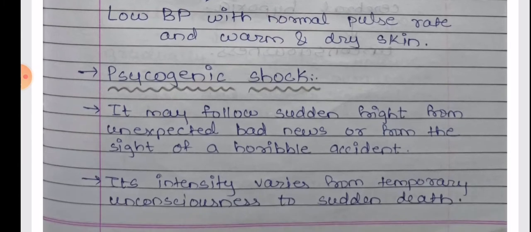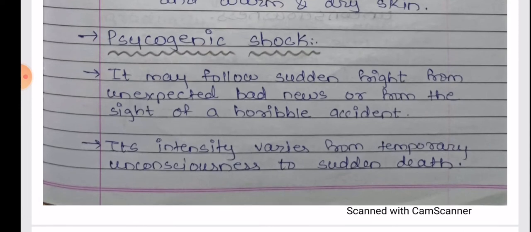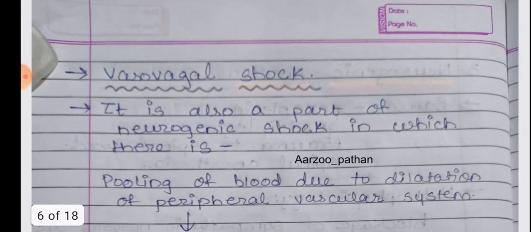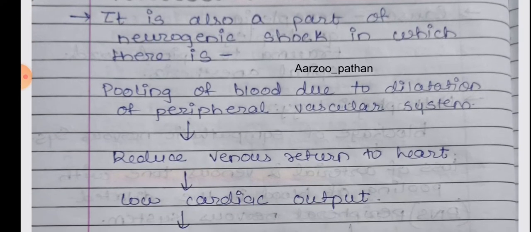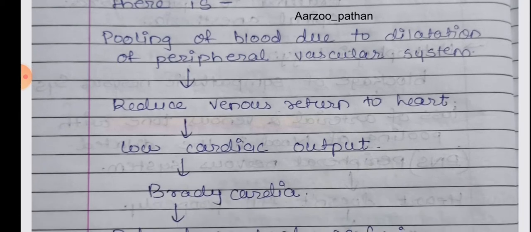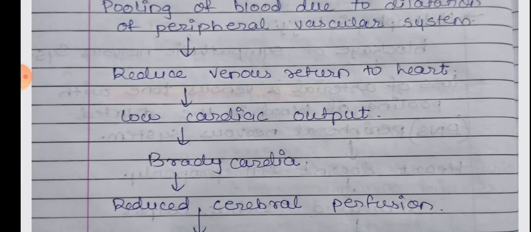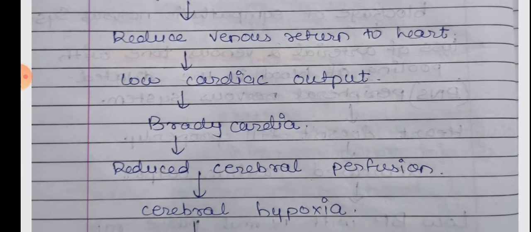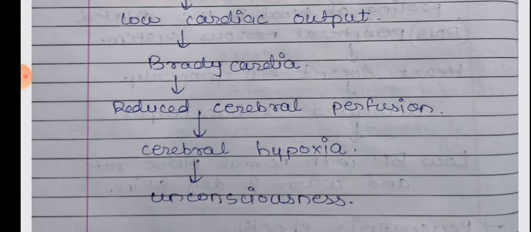Psychogenic shock. It may follow sudden fright from unexpected bad news or from sight of a horrible accident. Its intensity varies from temporary unconsciousness to sudden death. Vasovagal shock. It is also a part of neurogenic shock in which there is pooling of blood due to dilatation of the peripheral vascular system, which leads to reduced venous return to the heart. Then there is low cardiac output, which leads to bradycardia, and finally there is reduced cerebral perfusion, which leads to cerebral hypoxia, and finally unconsciousness.